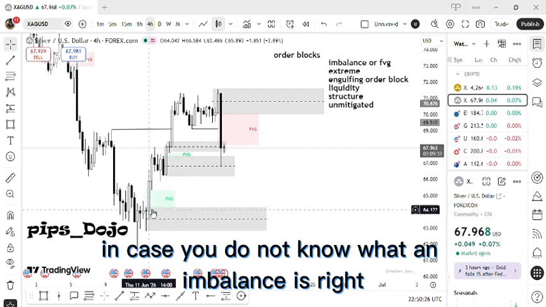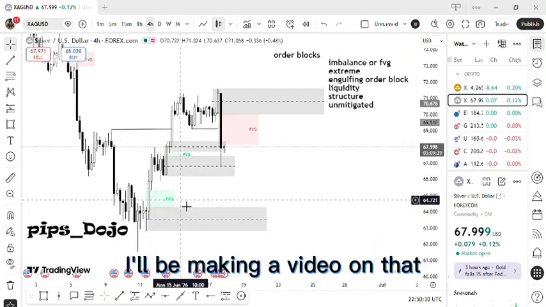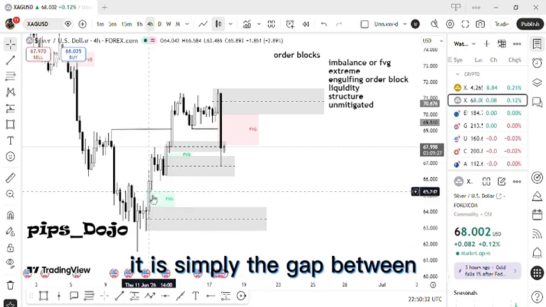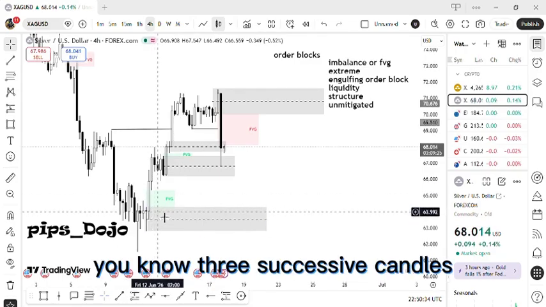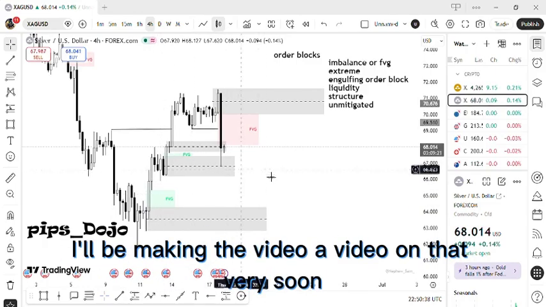In case you do not know what an imbalance is, I'll be making a video on that. It is simply the gap between three successive candles. I'll be making a video on that very soon.